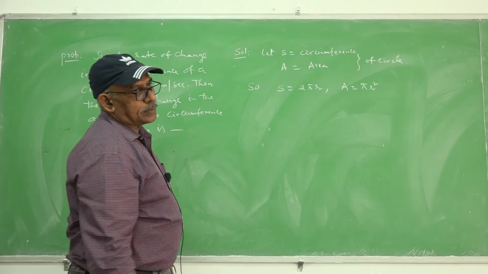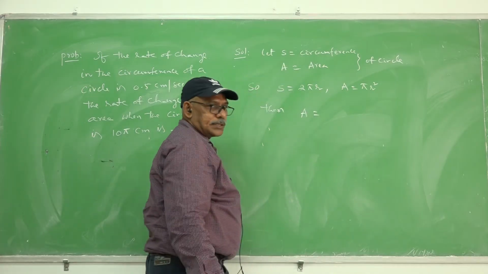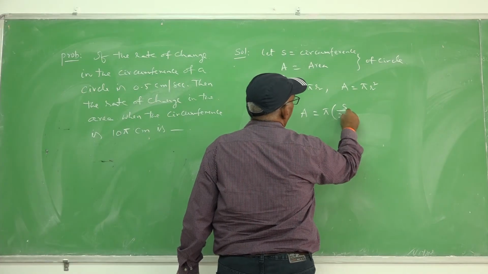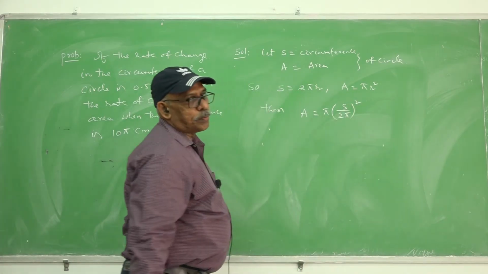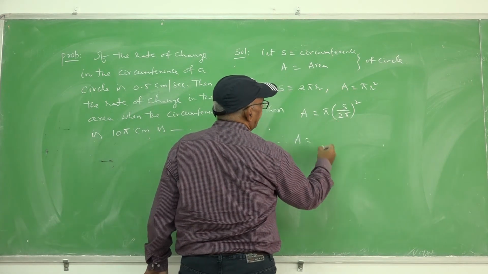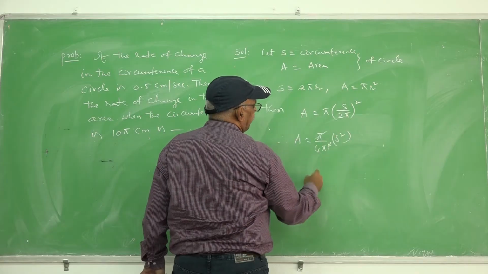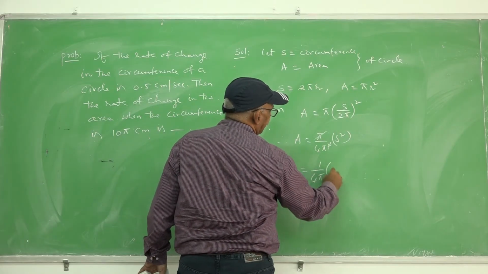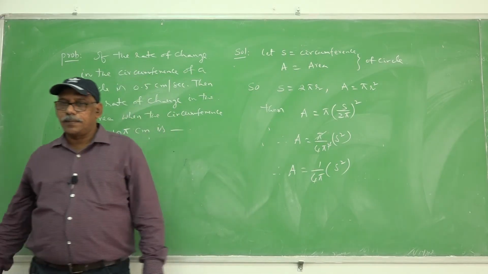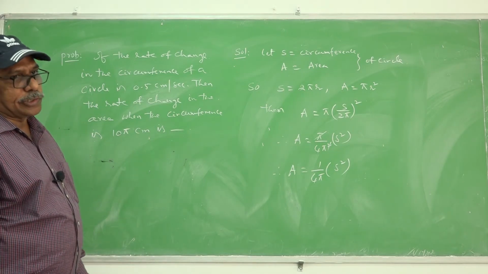Now the relation between these two: A may be written in terms of S as pi into r square. R square is S by 2 pi itself, S by 2 pi whole square. So the area in terms of the circumference is given by pi by 4 pi square S square. One pi may be cancelled, so 1 by 4 pi into S square. That is the relation between circumference and area of the circle. So A equal to 1 by 4 pi S square.